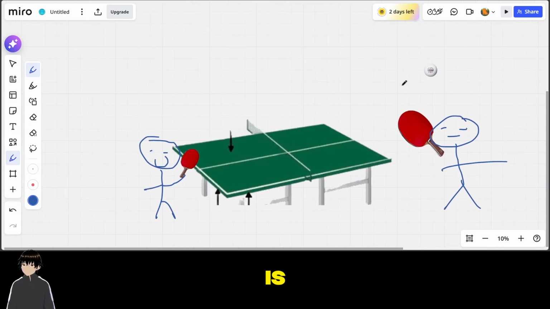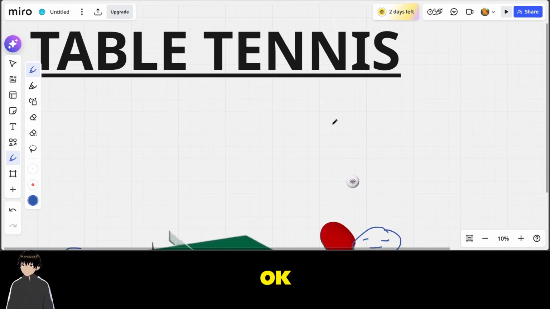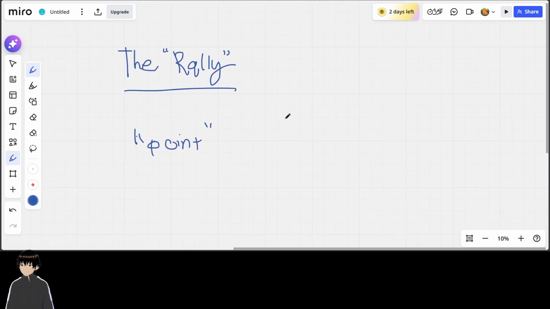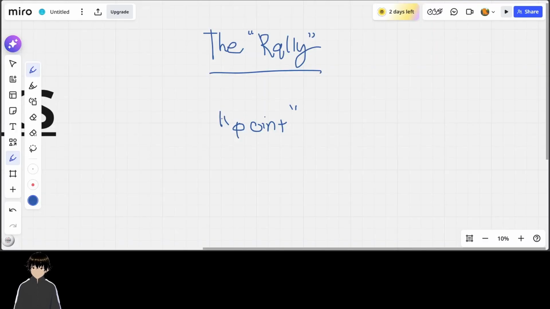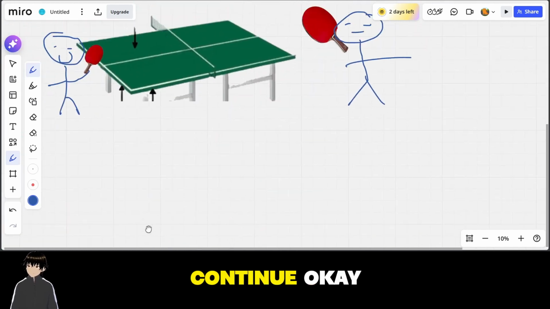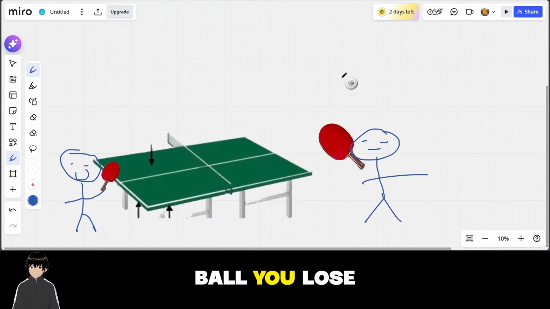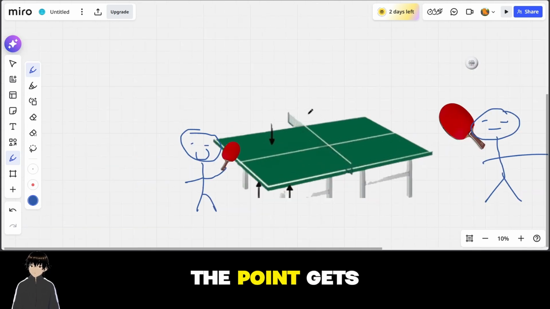I believe that is right. Let me just continue. So if you lose the ball, the opponent gets 1 point.